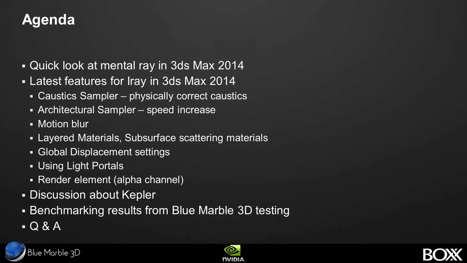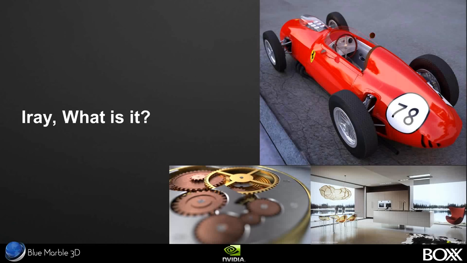So this is the layout for the agenda. Another thing we wanted to add in here, because we know a lot of people still use Mental Ray. It's not still a product, but we use it here for doing certain things. So Jenny wants to highlight a couple of things specific to Mental Ray and Max 2014. And then, as you saw in the flyer that was put out for Iray as far as the latest features, we're going to go over a couple of things here: caustic sampler, architectural sampler, motion blur, layered materials, global displacement, using light portals and render elements. And then the discussion about hardware, Kepler, benchmarking results, and then, as we said, Q&A.